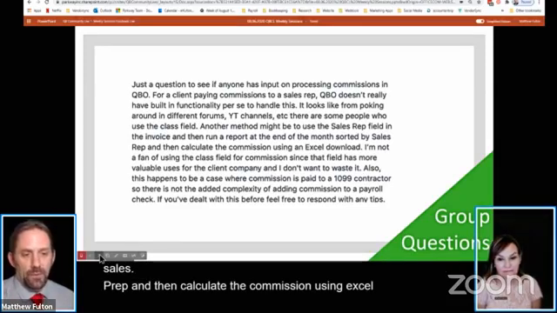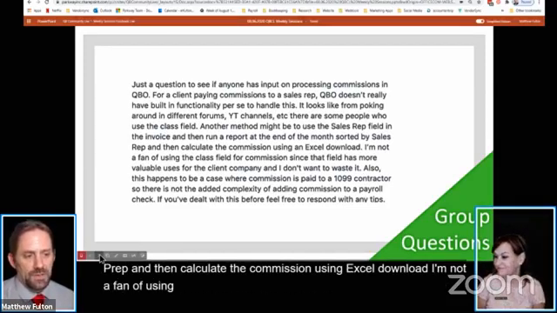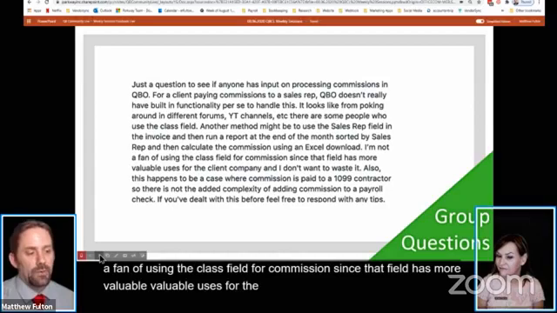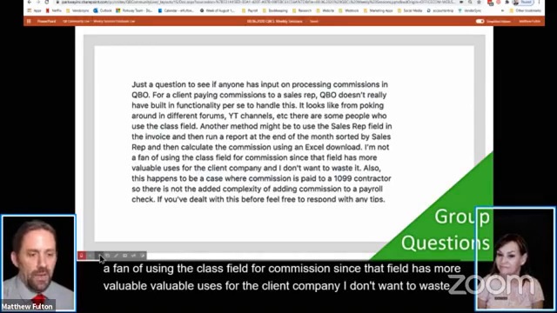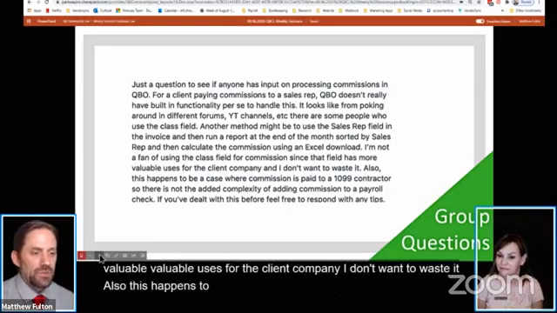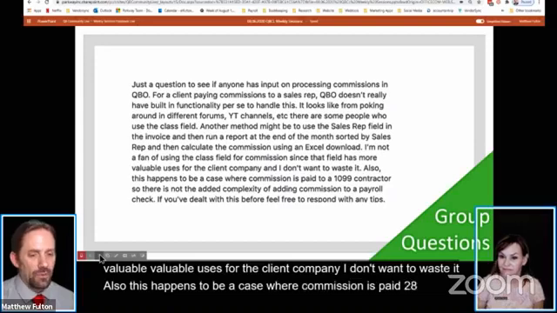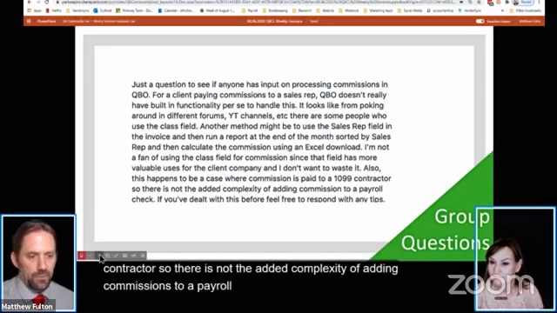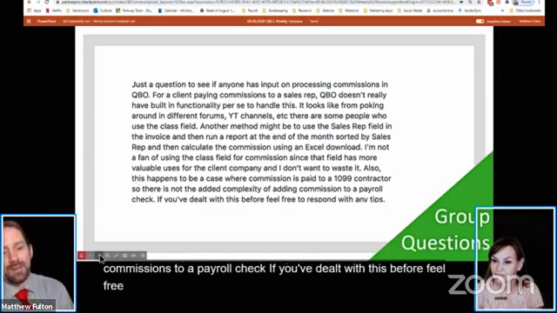I'm not a fan of using the class field for commission since that field has more valuable uses for the client company, and I don't want to waste it. Also, this happens to be a case where commission is paid to a 1099 contractor, so there's not the added complexity of adding commissions to a payroll check. If you've dealt with this before, feel free to respond with any tips.